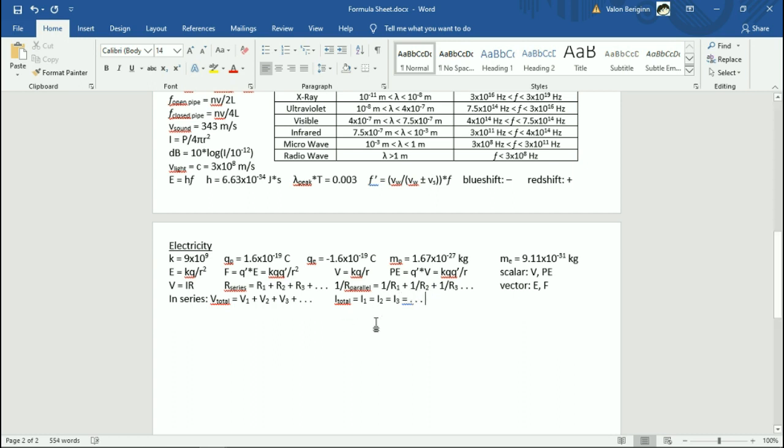Like that. Okay, and you know, I could actually just put the resistances and stuff in there too. I don't think I want to. I don't want to mess up the formatting though, so it's fine. And then in parallel, you spell total. The V's are equal. And I total, they are additive.